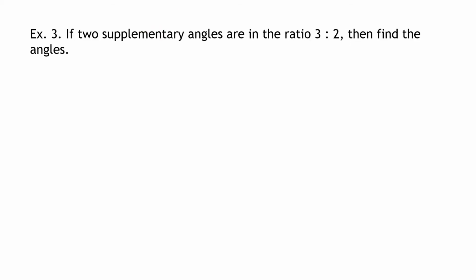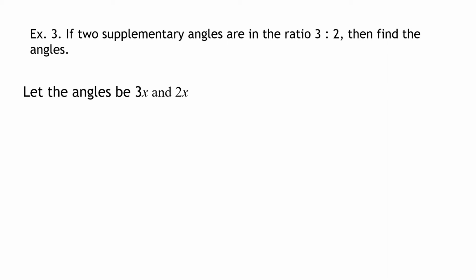If two supplementary angles are in the ratio 3:2, then find the angles. So we are told two angles are supplementary. We don't know their measure, but we know they are in the ratio 3:2. And we have to find both these angles. So what will we suppose here? Let both the angles be 3x and 2x. Why? Because 3x and 2x are in the ratio 3:2. Yes, so we take, let the angles be 3x and 2x.